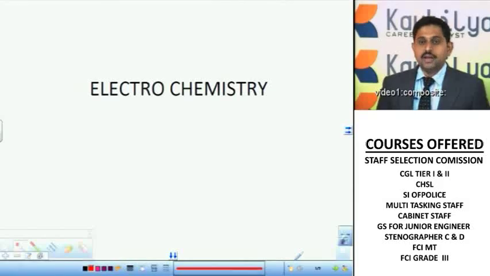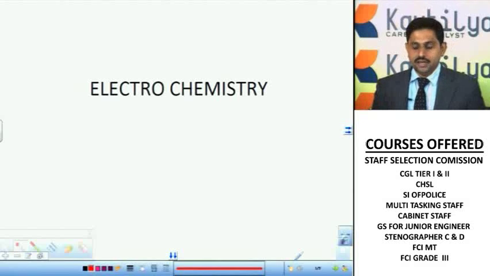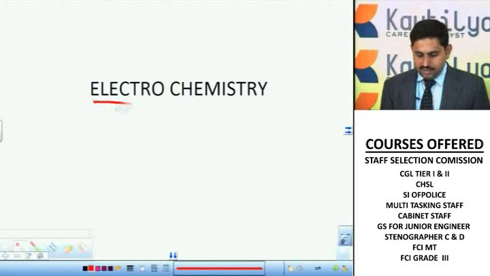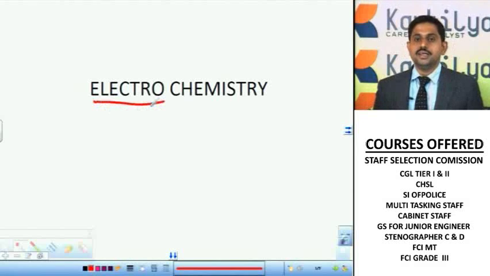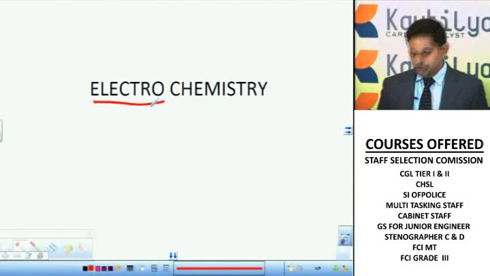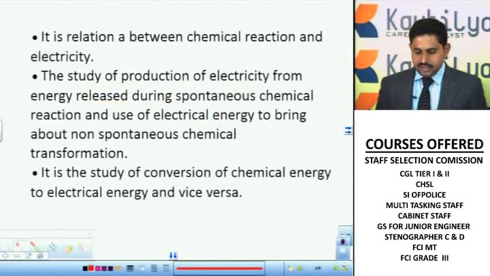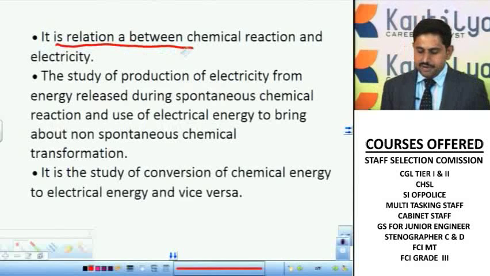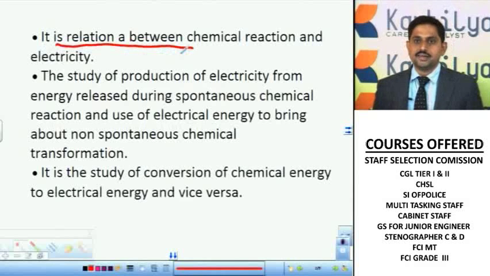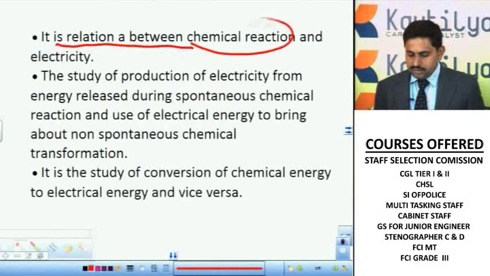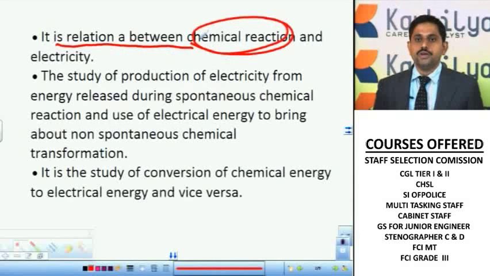Hello friends, now we'll start a new concept in chemistry called electrochemistry. Electrochemistry is how you produce electricity by using some chemical compounds. Simply, we can say it is the production of electricity by using chemical compounds. It is a relationship between a chemical reaction and electricity, that by different types of chemical reaction, electricity is going to be produced.